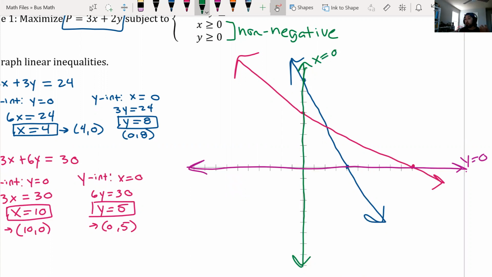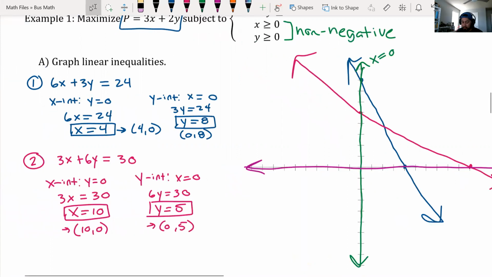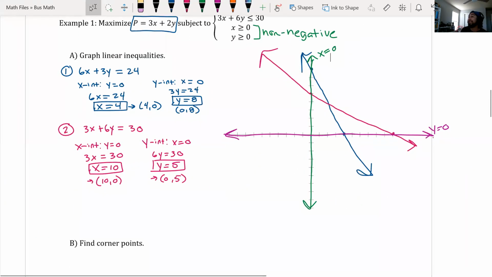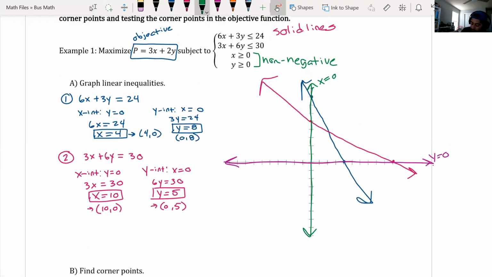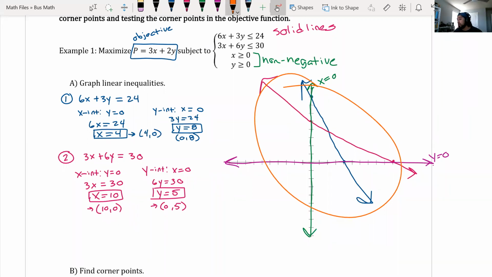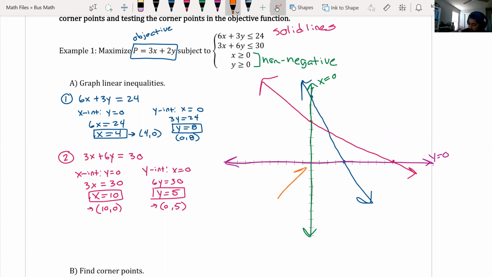Okay, and now we want to shade. So we're just going to pick a test point. And again, we only want to focus on these two lines, the blue and the red one. The x equals 0 and y equals 0 don't really affect us. They just say, hey, you're going to stay in the first quadrant. So just focus on the blue and the red line. And it just so happens that below them is our most popular test point of (0, 0). And we're going to test that into their inequalities above. So I'll say test points.